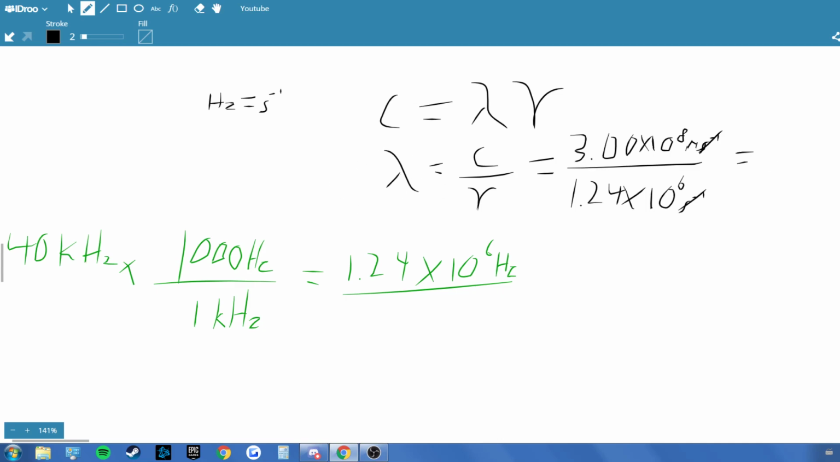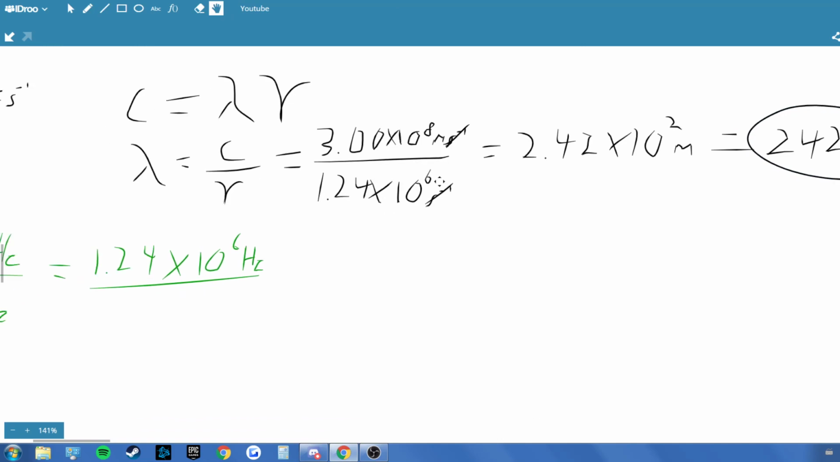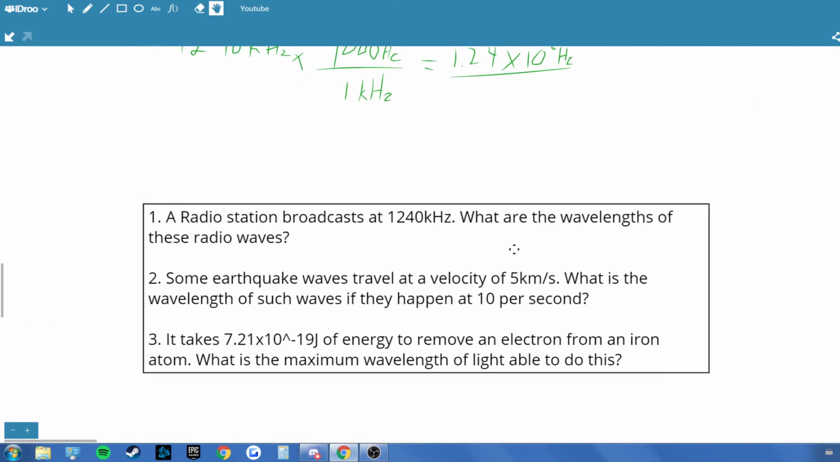So we take our calculator, 3 divided by 1.24. That gives us 2.42, three sig figs, times 10 squared meters, or 242 meters, and that's our final answer. So now for the second question.